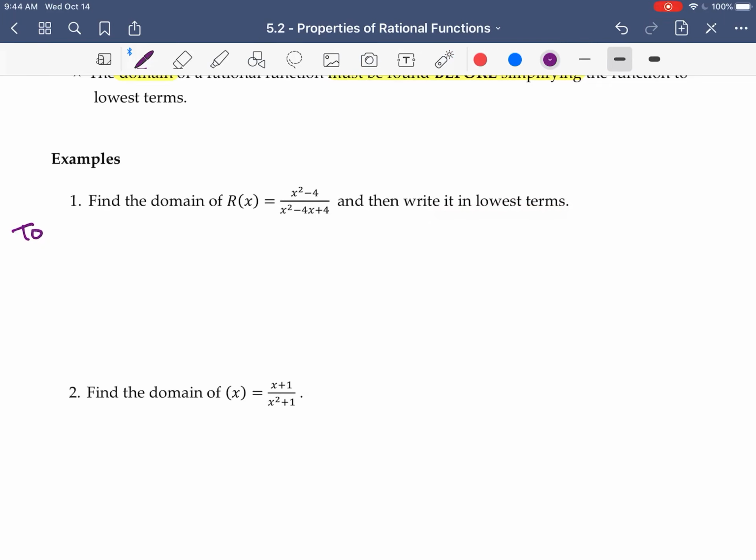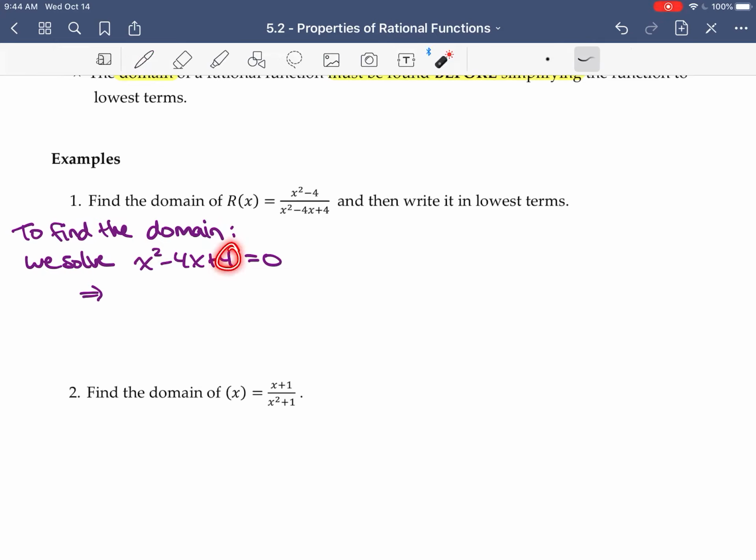To find the domain, we need to solve the bottom equal to 0. Now we want to factor, so I want two numbers that multiply to give 4 and add to give negative 4. That's going to be minus 2 and minus 2. So x minus 2 squared is equal to 0, which means that x equal to 2 would make this 0. So that is the thing we need to get rid of.